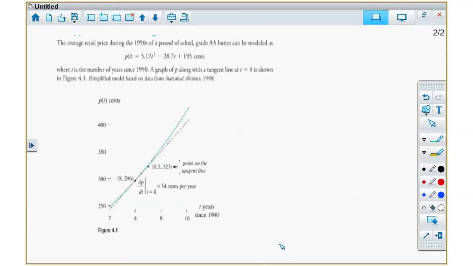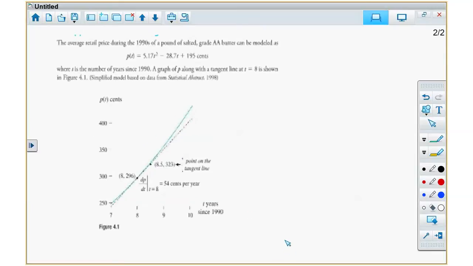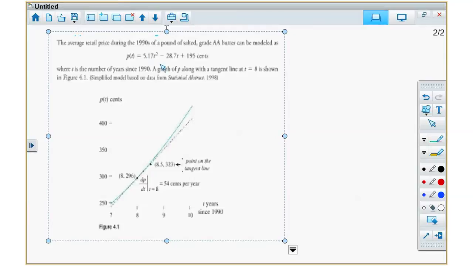Here's a problem I just pulled out of the book. Here's the function, 5.17 t squared minus 28.7 t plus 195. Take the derivative of that right quick, and I also want you to sketch it out. You can sketch it using your calculator. You don't have to sketch it by hand, but go ahead and sketch it in your notes.